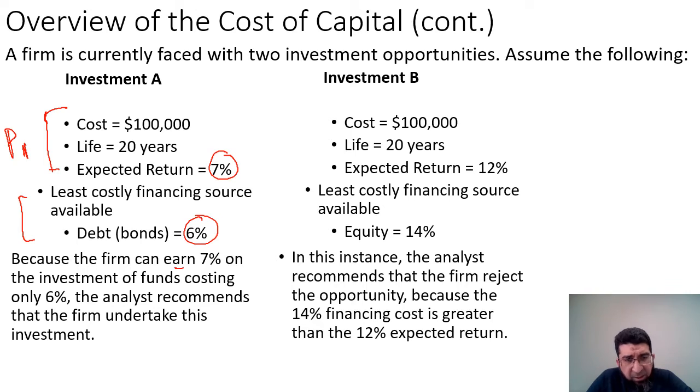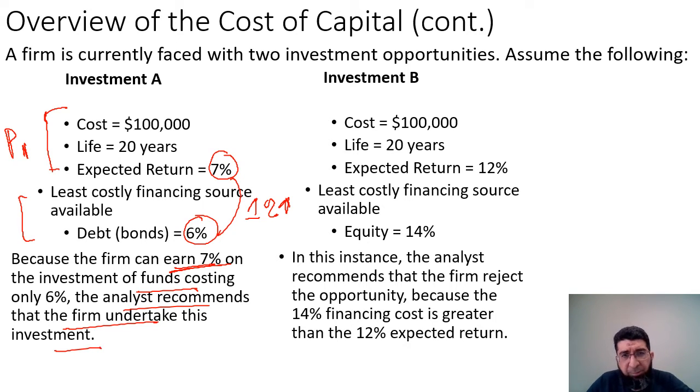Because the firm can earn 7% on the investment of funds costing only 6%, and the market is willing to pay 6% for the same funds. However, the project is giving us a percent higher than that, hence the analyst would recommend that the firm undertake the investment.